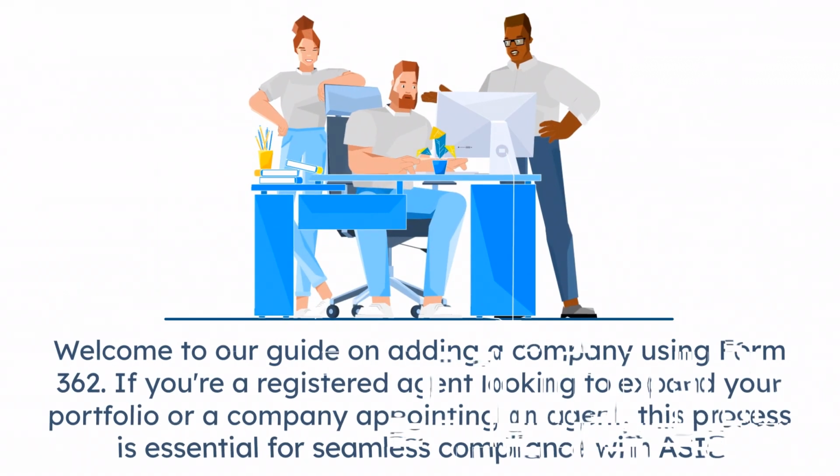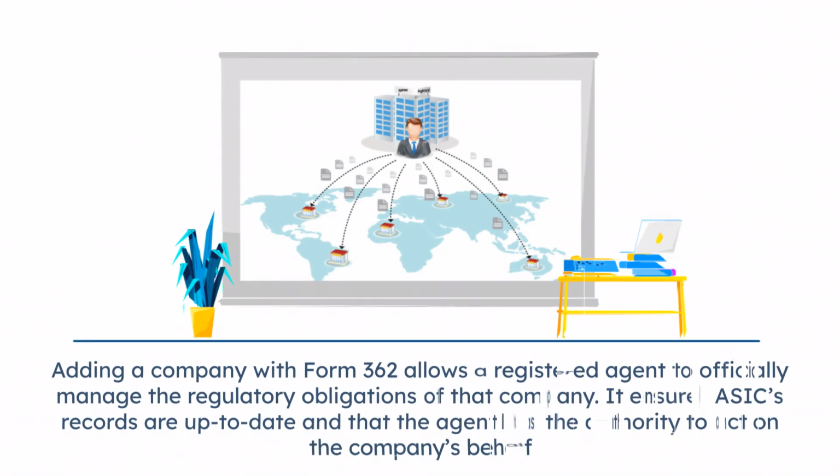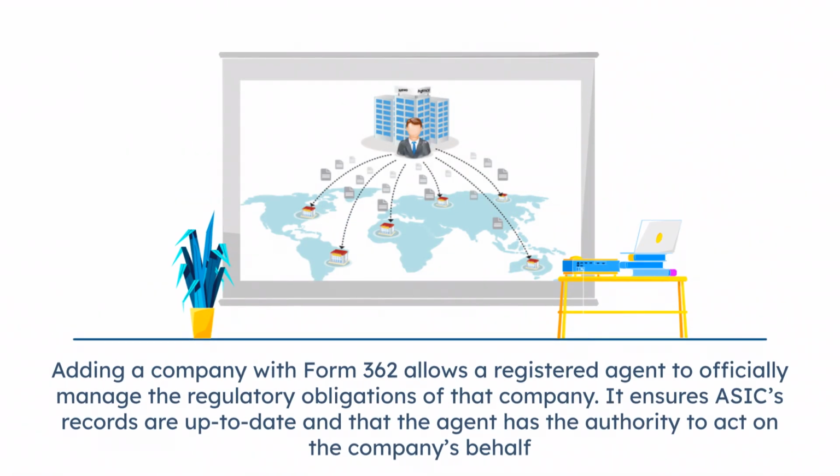Welcome to our guide on adding a company using Form 362. If you're a registered agent looking to expand your portfolio or a company appointing an agent, this process is essential for seamless compliance with ASIC. Adding a company with Form 362 allows a registered agent to officially manage the regulatory obligations of that company.